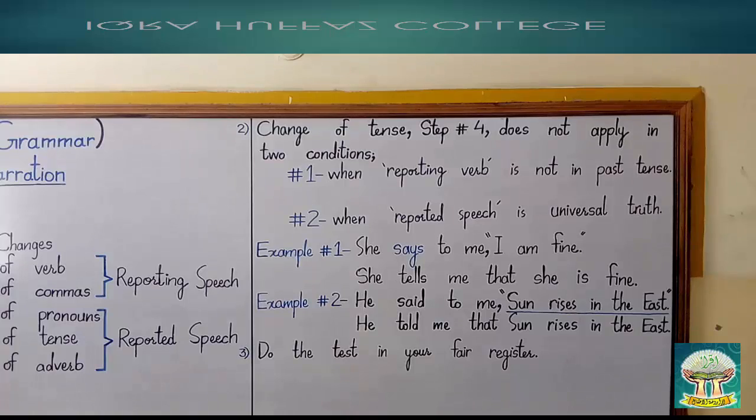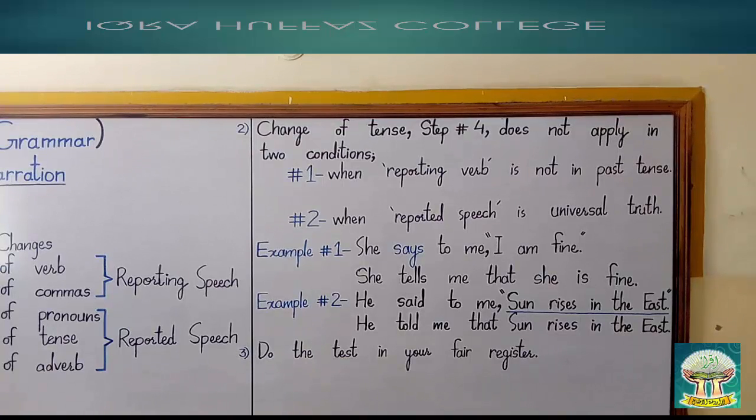Example number 1: She says to me, I am fine. You can see there is no said to; in fact there is says to, which means the reporting verb is not in the past but in the present. So we convert the sentence like this: She tells me that she is fine. No change of tense. I am fine is present tense, she is fine is present tense.